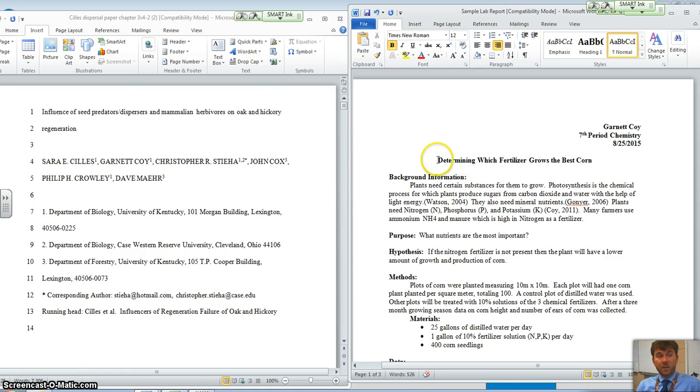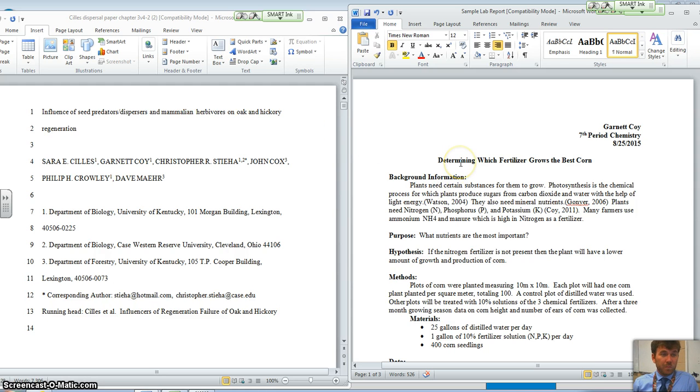The title over here is determining which fertilizer grows the best corn. With a good title, you want to be as descriptive as possible so the reader already knows what the whole report is about, except for like the results and exactly how they did the experiment. So you want to have the independent and the dependent variables both addressed in the title.